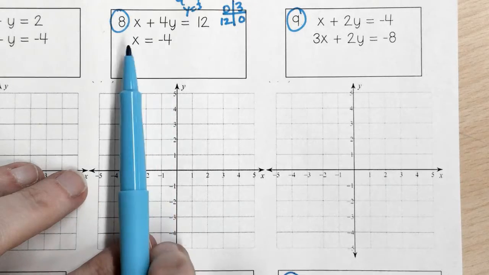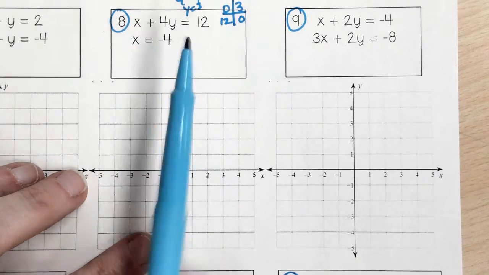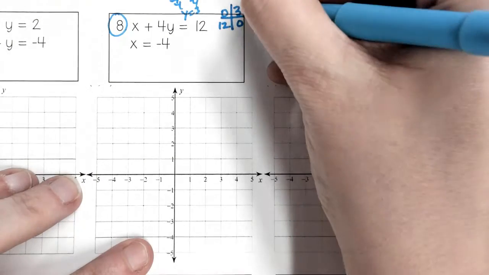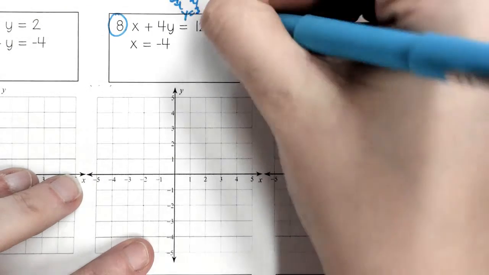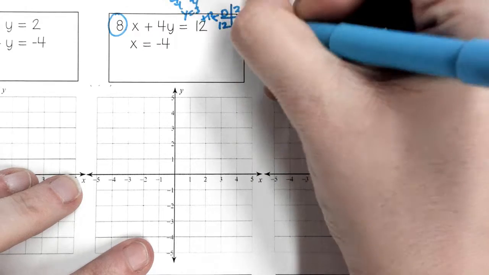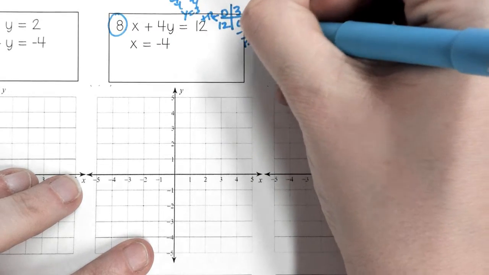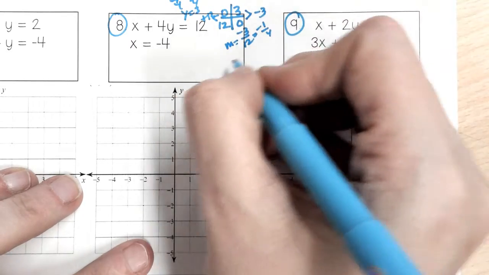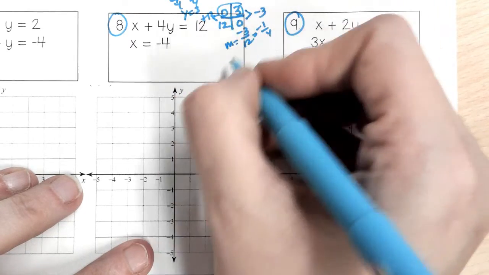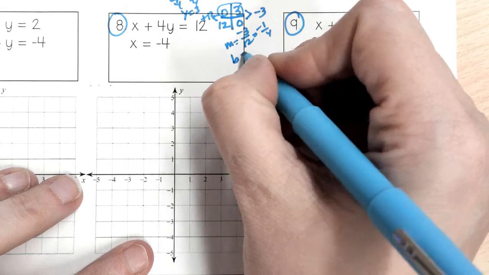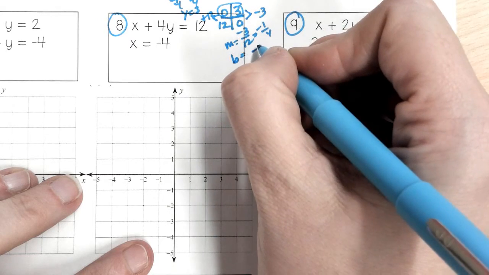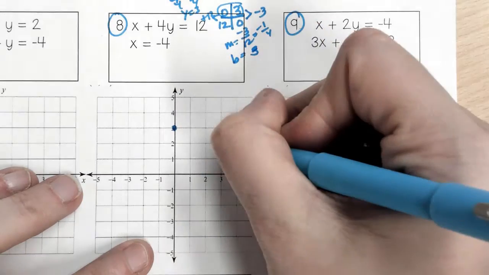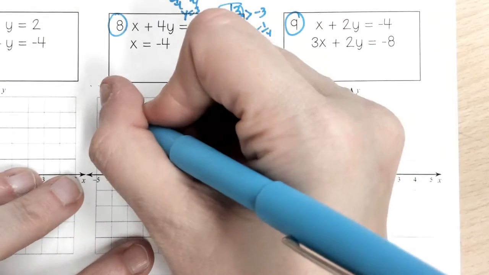I could solve for y, but I'm kind of already halfway there. I know what the y-intercept is. I can just find the slope. Negative 3 over 12 reduces to negative 1/4. So I know my slope, I know my y-intercept. My slope is negative 1/4. My y-intercept is positive 3. So I put a point at 3. I fall 1, run 4.